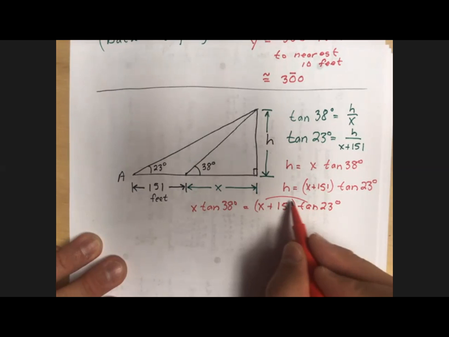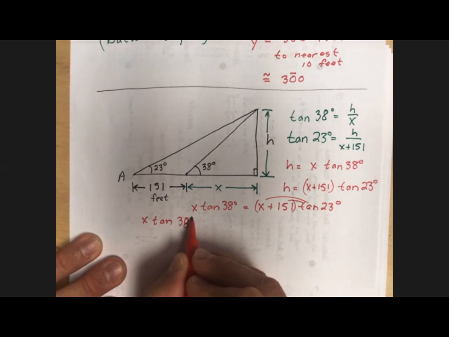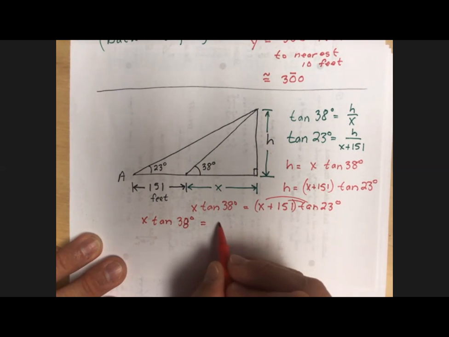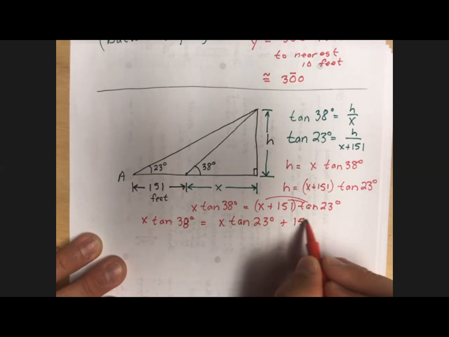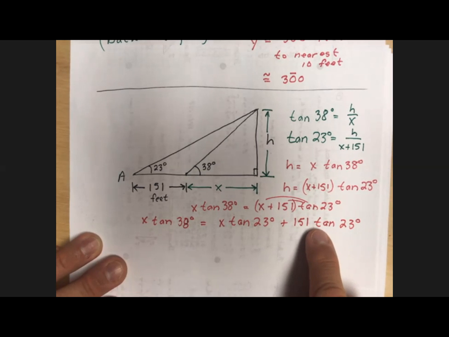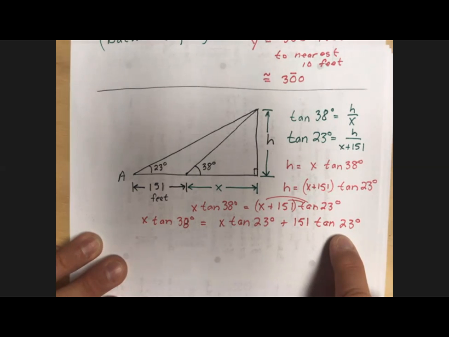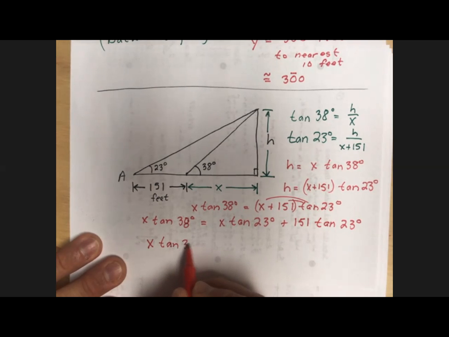Now I have to distribute on this side. I might run out of room and have to start again on the next paper. But x tan 38 is equal to x times tan 23 plus 151 times tan 23. Okay, and also remember what I just said. This is a mistake people make. Do not go rushing to your calculator to find that number. When you need it, you will ask. Let's just keep it laying around like this. How do I solve for x?